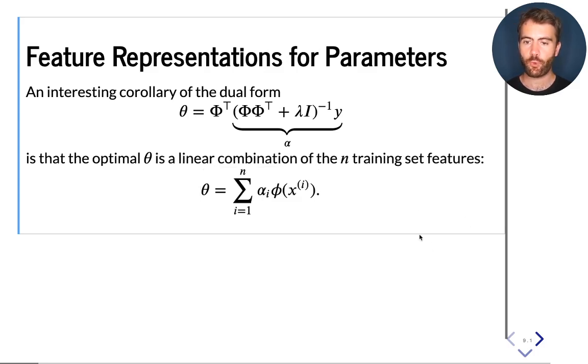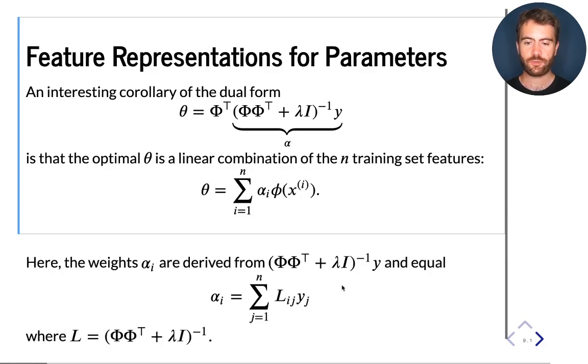And this is a really important form. What this is saying is that the optimal set of parameters theta for our ridge regression model with features phi is a linear combination of the n featurized training points. So the parameters theta are a linear combination of the features, where the features are computed over the training points x_i. This is a very important observation.